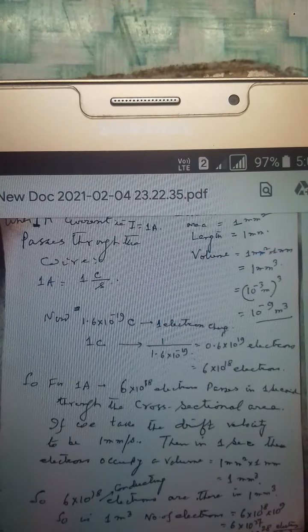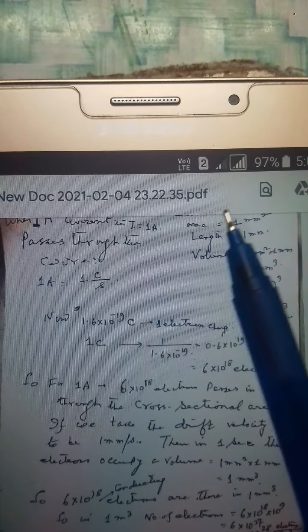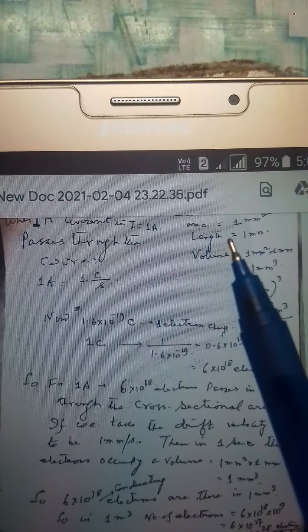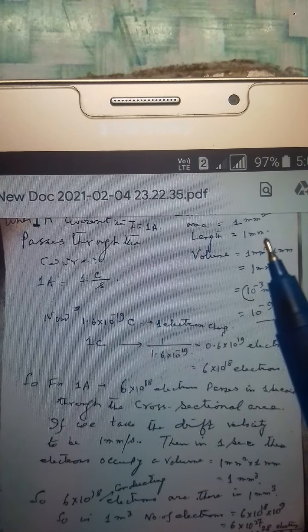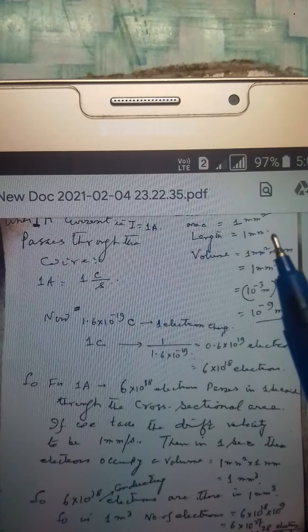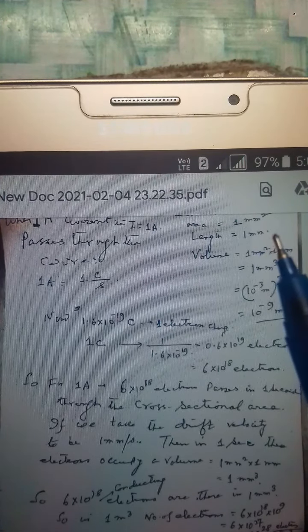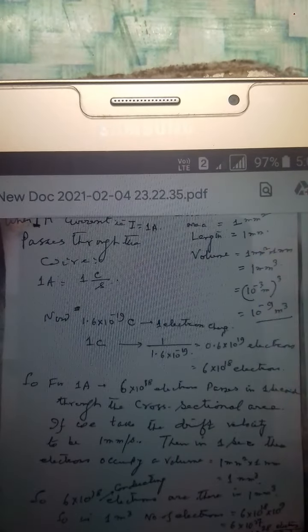In your laboratory you have seen copper wires, thin copper wires. I have taken a prototype example, say a copper wire of 1 millimeter square cross section and a part of the copper wire of 1 millimeter length. The wire is long, but we are taking 1 millimeter length just to have an idea of the number of electrons per unit volume. Okay.